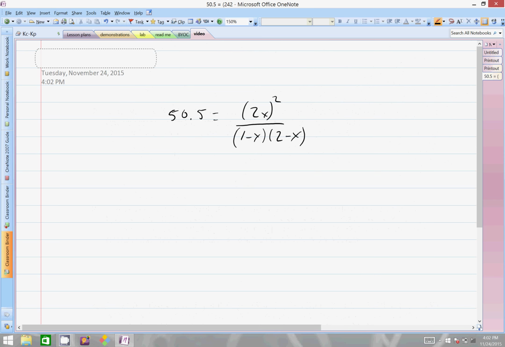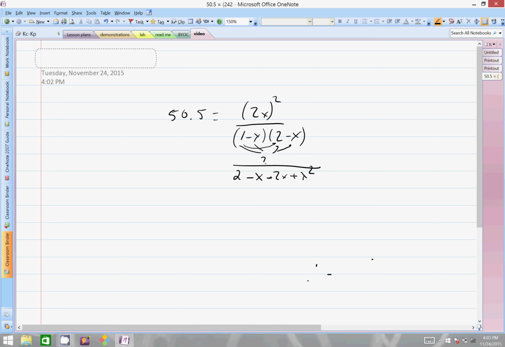First of all, I'd FOIL this thing. 1 times 2 is 2. Negative x times 2 is minus 2x. Negative x, so I just did this guy times that guy. Then let's keep it consistent here so I don't mess myself up. And then this times that would be a negative x. This guy times that guy would be a negative 2x. And then a positive x squared. That's the bottom, and then the top is this 2x squared.